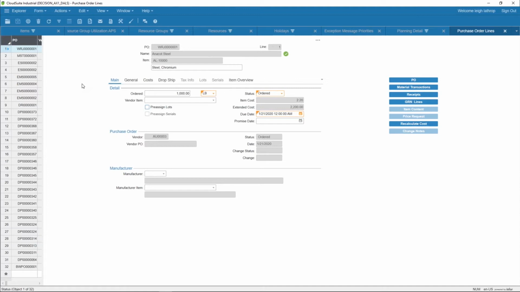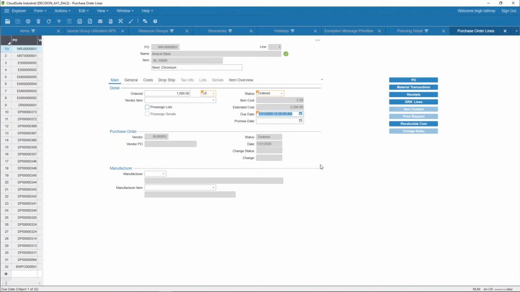When they feed back to us, what we're going to do is change the due date on the customer orders. We're going to make a concerted effort to figure out when the materials are going to be available to us via the purchase order lines form. We're going to adjust the due dates in the form, and then we're going to use planning.